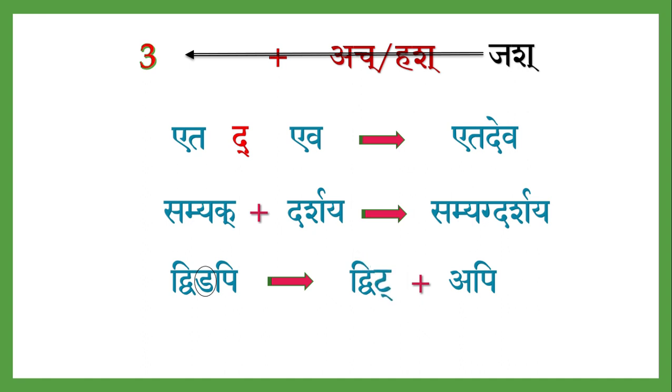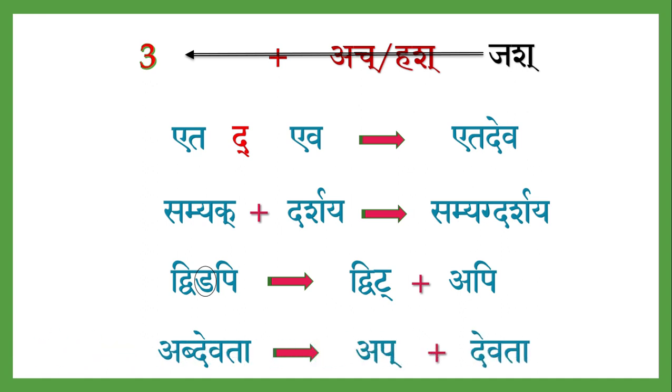Dvidapi. We have got another word here. Abdevata. We simply have to remove the letter B and bring in P. Up plus Devata.